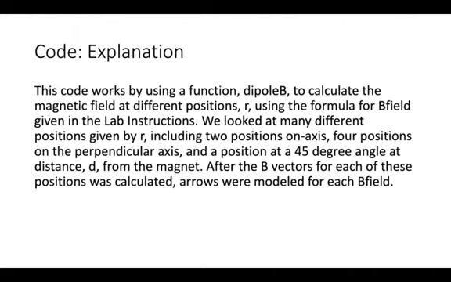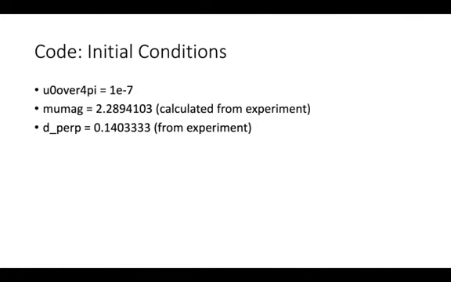Our code worked by using a function, dipole B, to calculate the magnetic field at different positions r using the formula for B field given in the lab instructions. We looked at many different positions given by r, including 2 positions on axis, 4 positions on the perpendicular axis, and a position at a 45-degree angle at distance d from the magnet. After the B vectors for each of these positions were calculated, arrows were modeled for each B field.